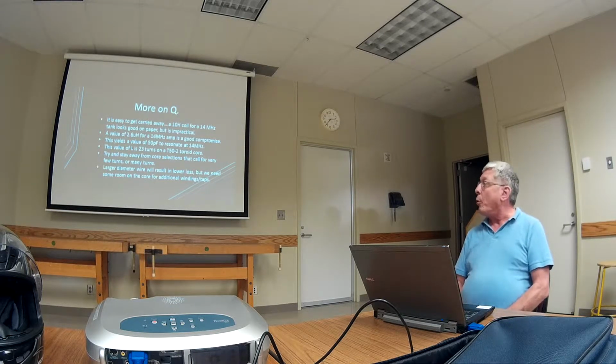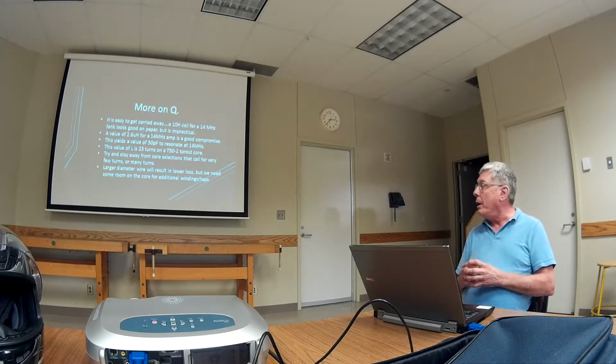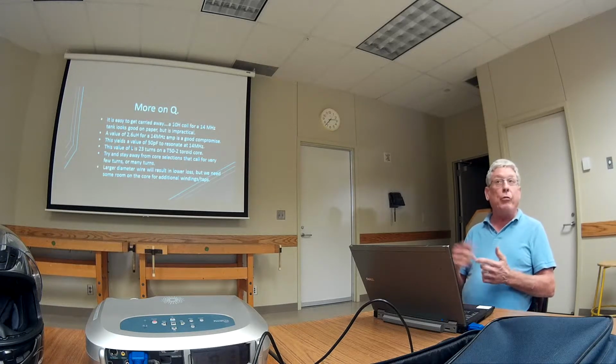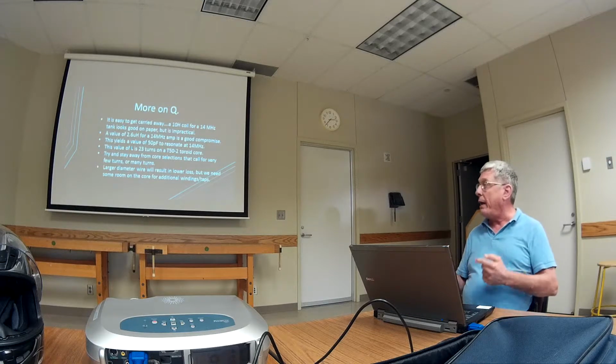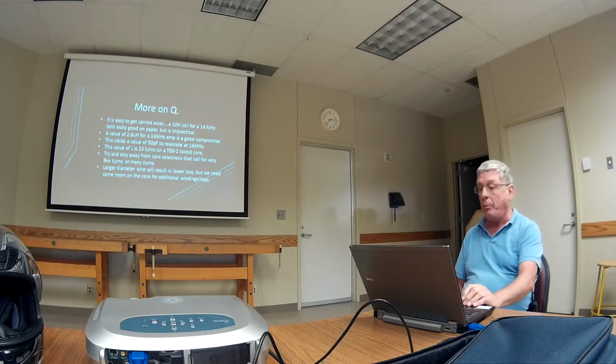Try and stay away from core selections that call for either very few turns or many turns, because we're going to need some room on this core to work, and we're also going to need to do some tapping, and when you only have a few turns, your options are really limited. Fatter wire will typically result in lower loss, but we need some room. See, again, it's a compromise.